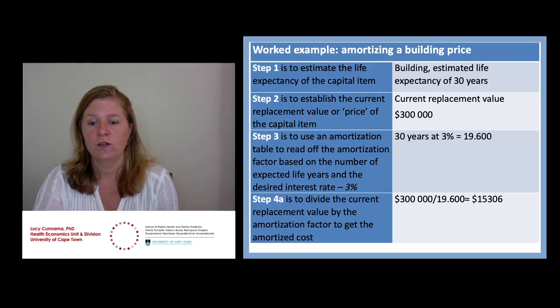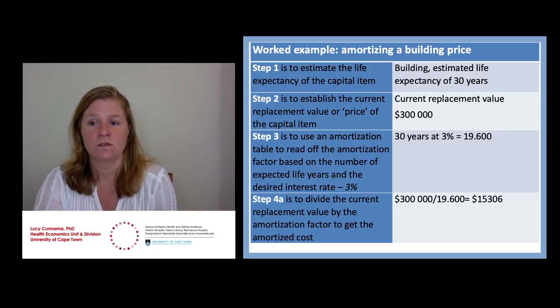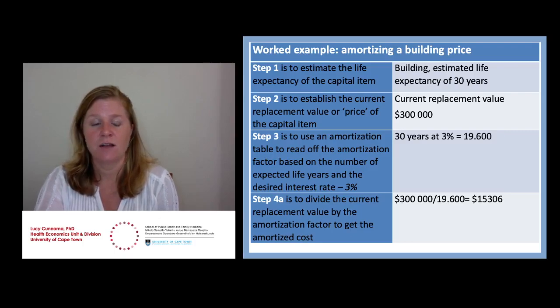Or if we use 0%, then we just divide this cost by the number of years to provide the amortized cost. So here, if we use 0%, we're going to take our 300,000 and divide it by 30, and we'd get an amortized cost rather, of $10,000.